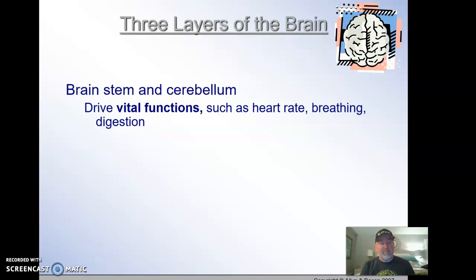Reptiles have a brainstem and a cerebellum. So this is not what makes us human. This is not what makes us apes. This is not what makes dolphins smart. This is your basic, any living thing, even non-mammals like reptiles, have a brainstem and a cerebellum. It just allows you to live. Vital functions, the basic stuff. If you don't have a brainstem, you're not going to live.